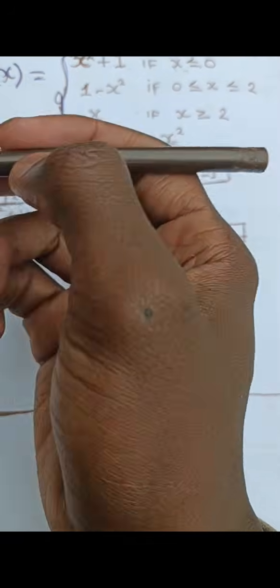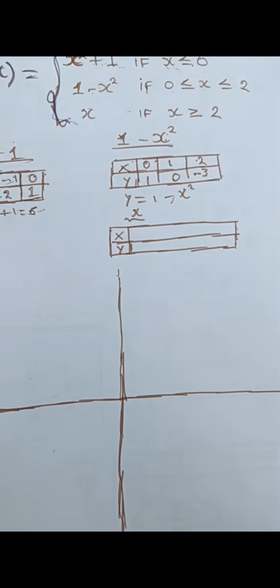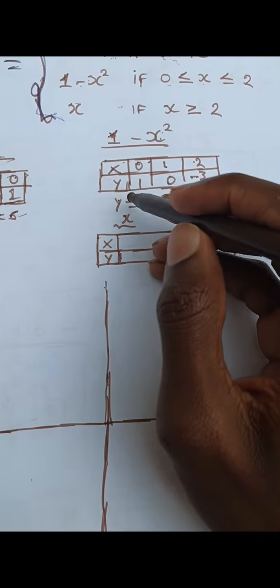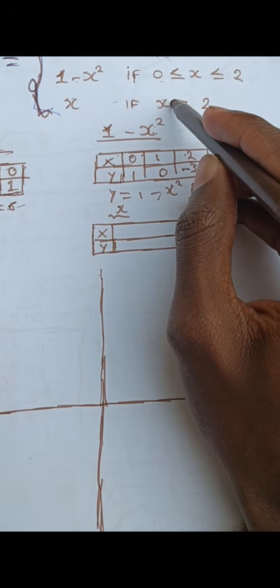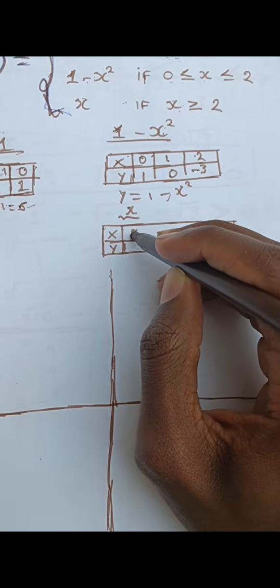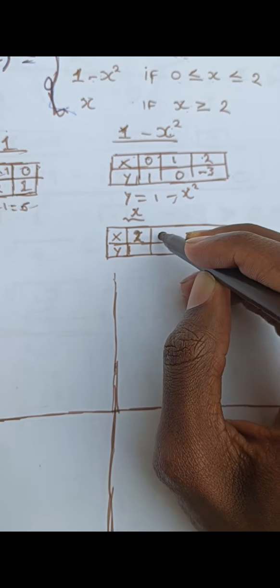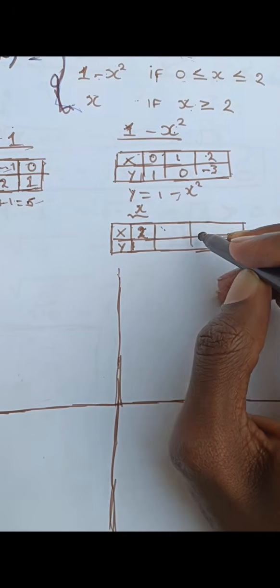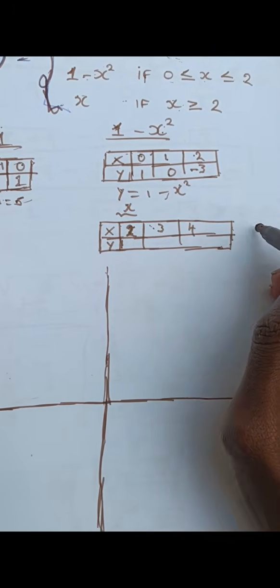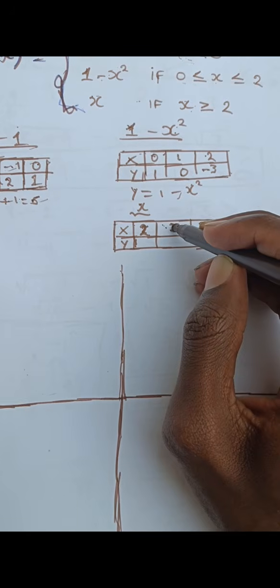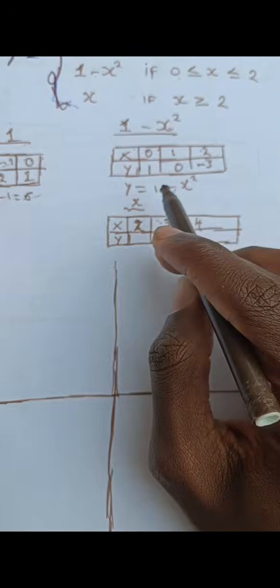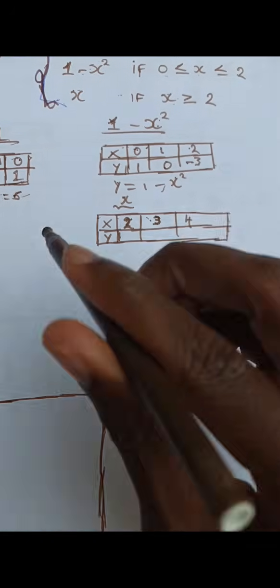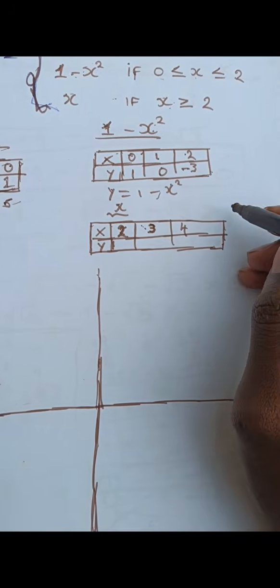If you want, you can even go as far as negative 10. Even here, it's unlimited. As long as we are starting from 2 and going above, we can go 2, 3, 4. You can even go up to 5. But for the sake of time, and since the graph will come out properly even if you use 3, you can just end here.